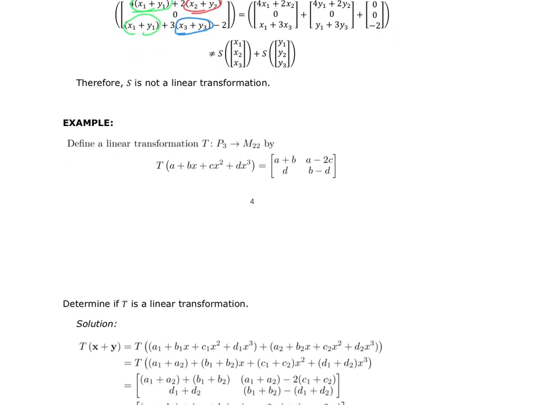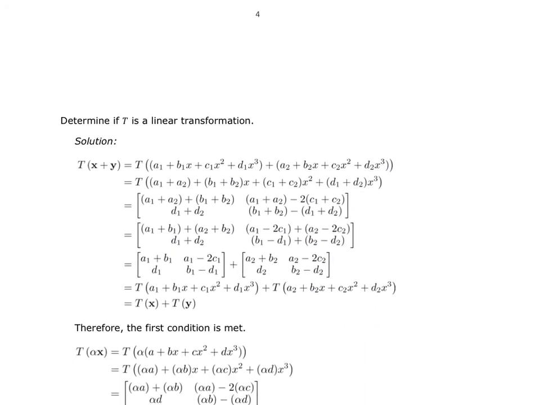Let's take a look at my next example. We're going to define the linear transformation from a polynomial of degree 3 or less into a 2 by 2 matrix. The way I'm going to define it is that the constant and the coefficient on the x term are going to be added together in the first position of the matrix. I'm going to have the coefficient on the x squared term, that's going to be my c, so a minus 2c, and then of course here's my d, the coefficient on my x cubed term, and here's how I'm going to define this. This should look vaguely familiar, and so let's see if this is a linear transformation.